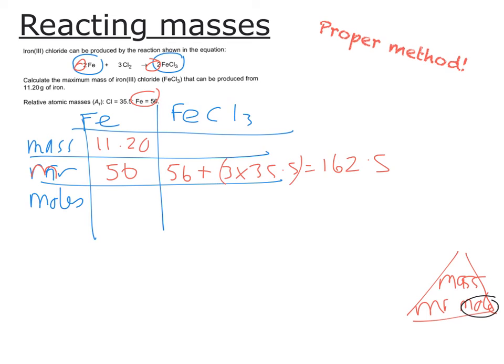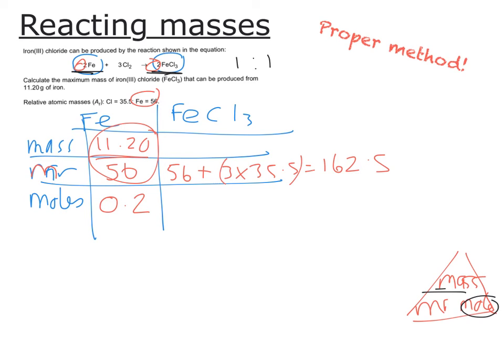Okay, so we can now use the triangle below to work out the number of moles. So the number of moles is mass divided by MR. So going back up to our table now, we've got the mass and the MR for iron. We've got those 2 bits of information, so we can work out the number of moles. So if we do 11.2 divided by 56, that comes out as 0.2 moles. Now if we look back in the original equation above, we can see that 2 moles of iron react to produce 2 moles of iron chloride. So we can say that this reaction is a 1-to-1 ratio. So 2 moles will react to make 2 moles, therefore 1 mole will react to make 1 mole.